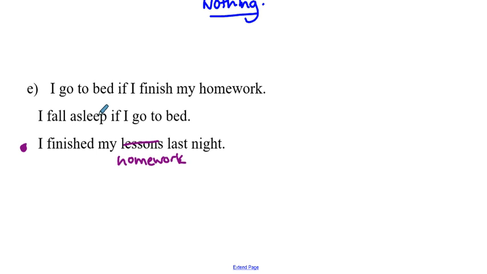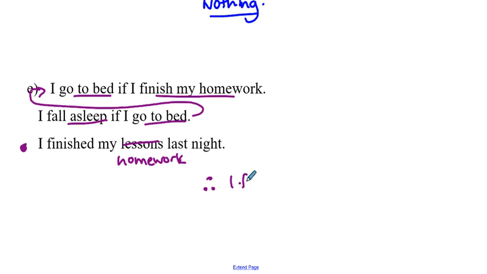This is kind of like example B up there, where they seem a little bit out of order. So let's read them a different way. I fall asleep if I go to bed. And then the next one: I go to bed if I finish my homework. So this one says that I finished my homework last night. Therefore, I fall asleep. If I finish my homework, then I go to bed. If I go to bed, I fall asleep. So you can follow backwards through this and see that you can conclude that he fell asleep.